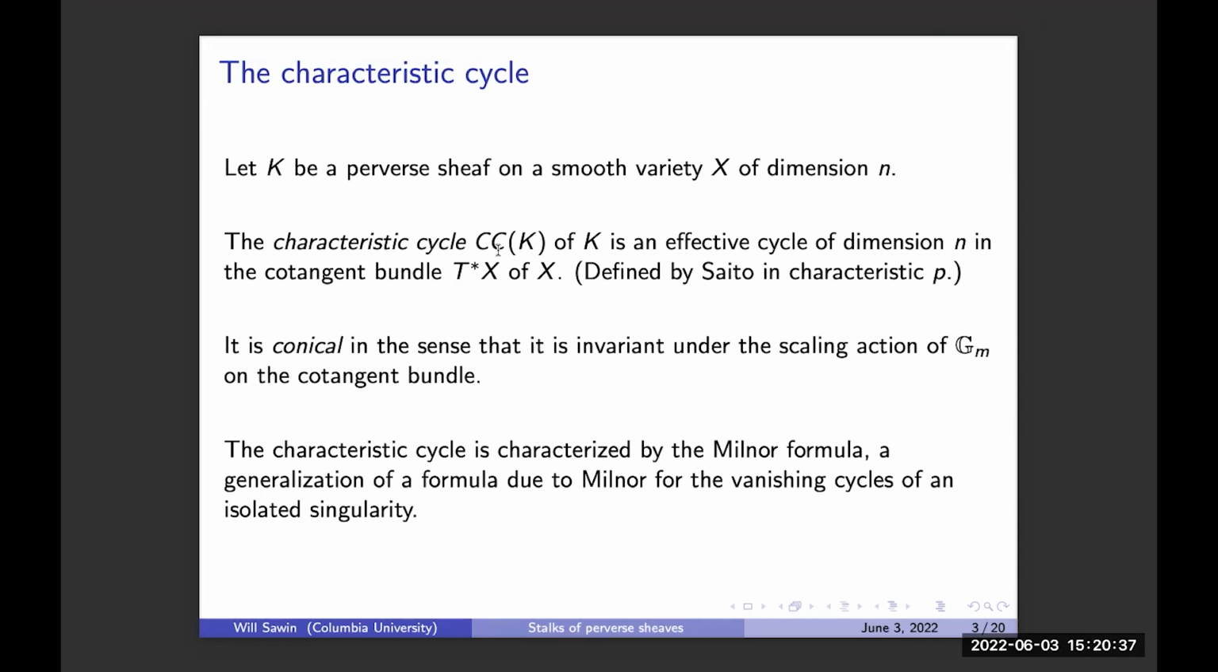And so this was defined a while ago for varieties over a field of characteristic 0 using complex number techniques. And it was only recently defined over a field of characteristic p by Saito. And the irreducible subvarieties that appear in the characteristic cycle are not arbitrary. They are conical, meaning they're invariant under the action of G_m by scaling the cotangent bundle. And in characteristic 0, you can say something even further. They're Lagrangian. The natural symplectic form in the cotangent bundle vanishes on these subvarieties, but that is not necessarily true in characteristic p.